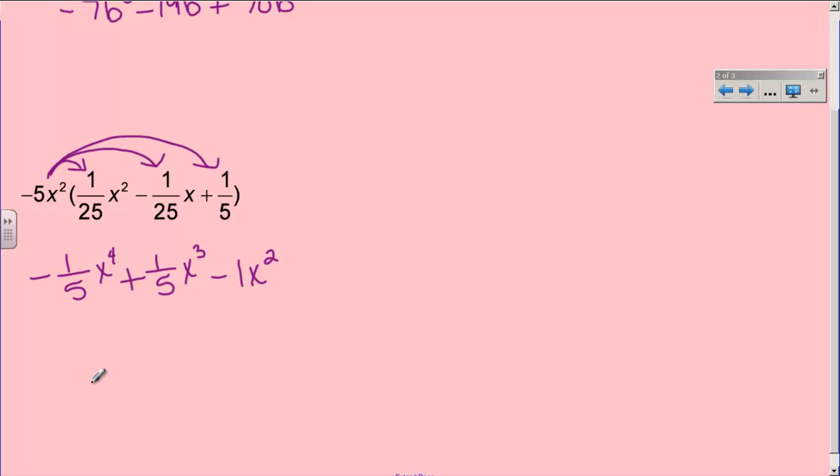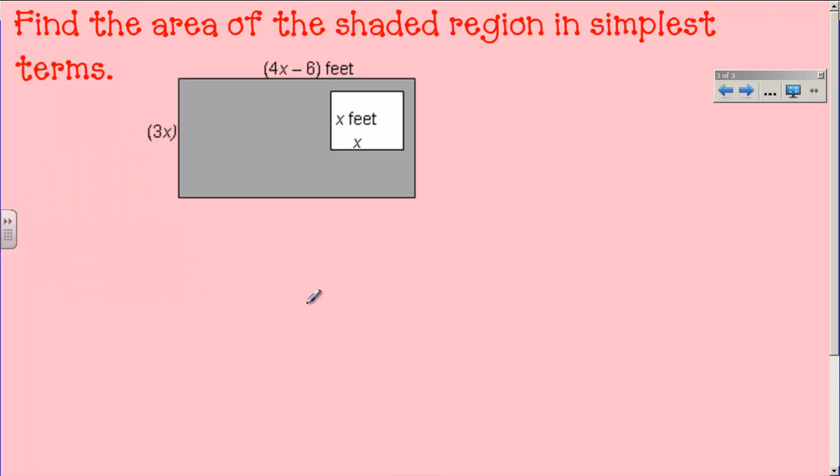If you wanted to get really technical, it is in the proper order. You could talk about the degree. This is a fourth degree polynomial because your biggest exponent is a 4, but that's not really something you're going to have to know in order to do your homework tomorrow. You are simplified. Let's just try one more, just to see how this could be applied somewhere where you'll see it in a word type problem. You have to find the area of the shaded region in simplest terms.